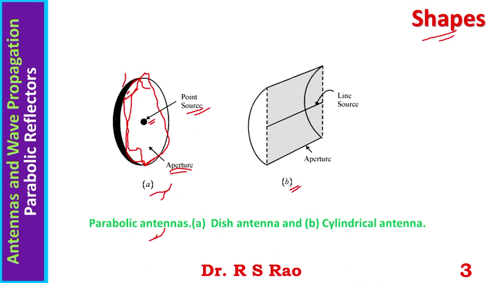The second one is B. Here is a plate. It is a flat plate bent in the form of a parabola. So this plate is a reflector. At the focus of the parabola, there is a line. It represents a line source. This line source is like the tube of a tube light, whereas the point source in A is like an incandescent bulb that is used in a household. A is called a dish antenna. B is called a cylindrical antenna.